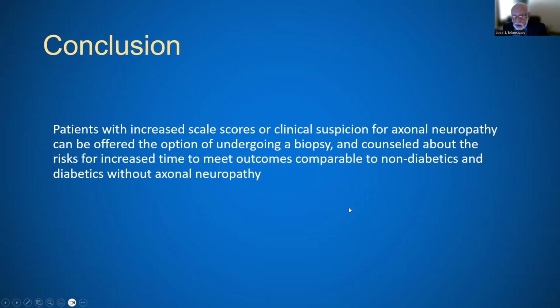Patients with increased scale scores or clinical suspicion for axonal neuropathy can be offered the option of undergoing a biopsy and counseling about the risk of increased time to meet outcomes comparable to non-diabetics and diabetics without axonal neuropathy.